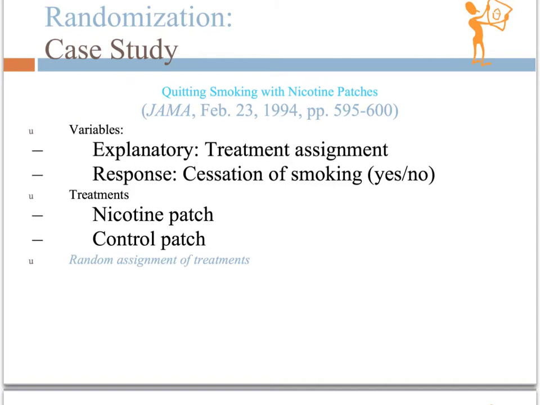So here's another case study about quitting smoking with nicotine patches. The explanatory variable was the treatment assignment, getting the actual patch. And the response that they were looking at is whether or not people quit smoking. People either got the treatment of the nicotine patch or they got what's called a control patch. It was a patch that they thought was a nicotine patch, but it wasn't anything. And those were randomly assigned to people. And then they want to look at the cessation of smoking in both the control group and the treatment group.